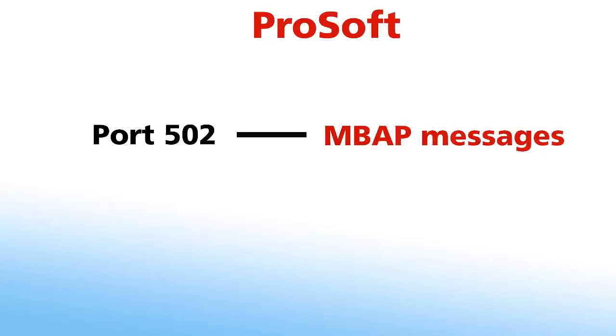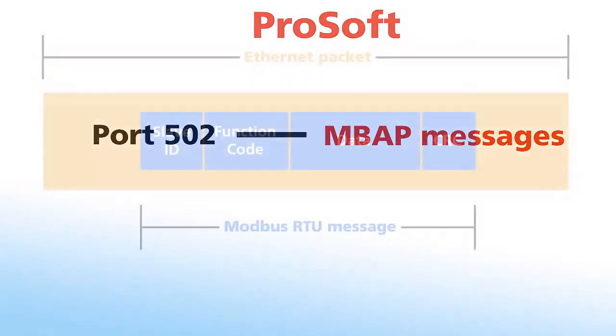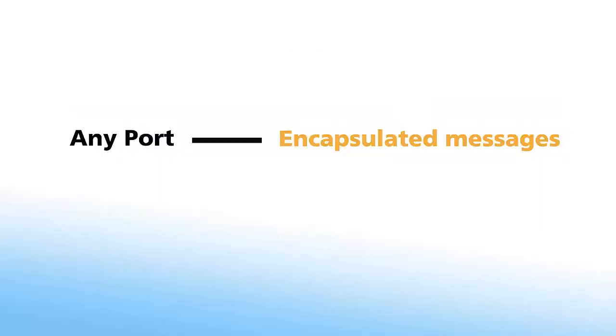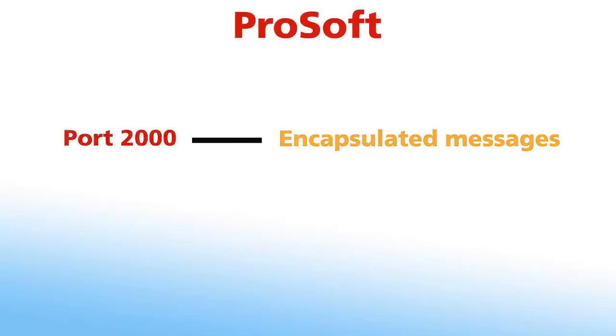Modbus uses port 502 for TCP/IP communication. This is important if your data needs to go through a firewall. ProSoft uses that port for MBAP messaging specifically. Modbus serial messages can also be sent as regular RTU messages encapsulated inside an Ethernet TCP/IP packet. Encapsulated messages can use any port, but ProSoft products are set to use port 2000 by default.